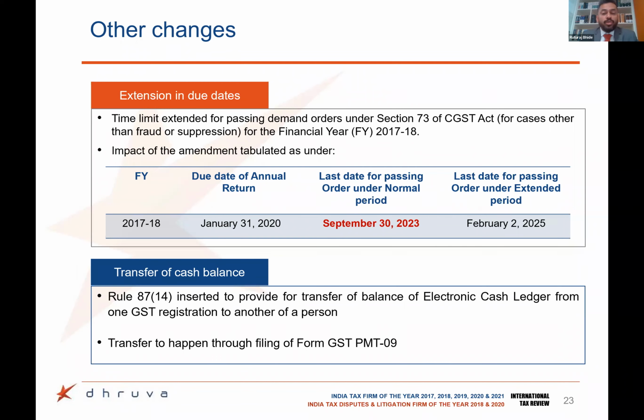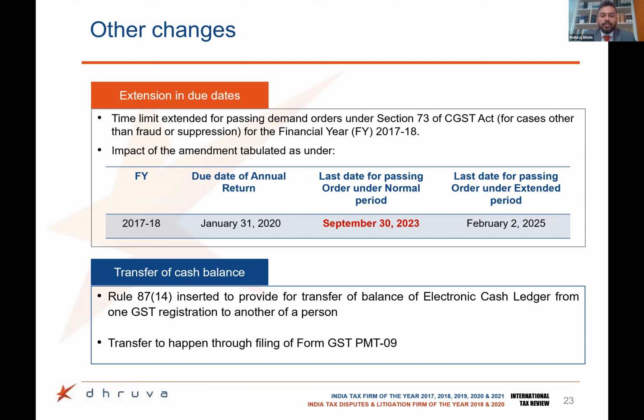So there is almost an 8 month extension which the government has got to issue fresh show cause notices, hear them, and issue demand orders. As far as the last date for section 74, where cases involve fraud, etc., there is no change. That continues to be 5 years from the date of filing the annual return.